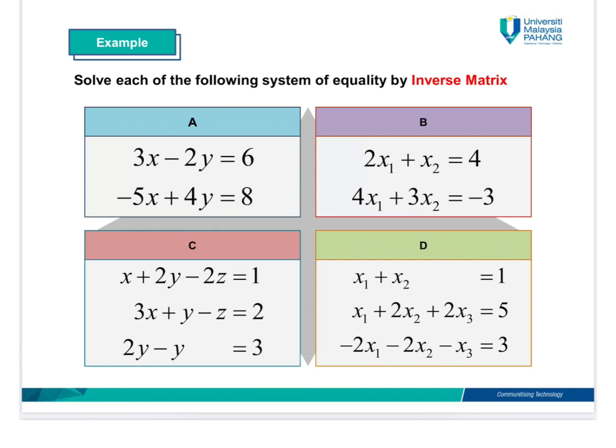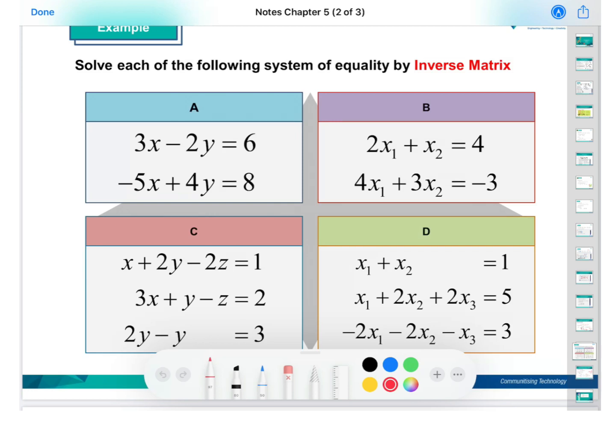Solve each of the following system of equations by inverse matrix. So let us solve A, B, C and D. I will solve A for 2 by 2 and you do B, and then I'll solve C for 3 by 3 and again you do D. I will give you the answer later. Okay, for this one, this is actually 2x minus y, yeah, 2x minus y. Okay, so let us solve these problems.